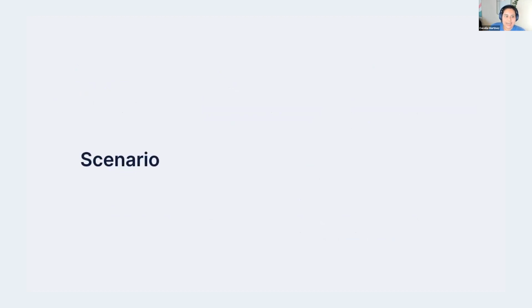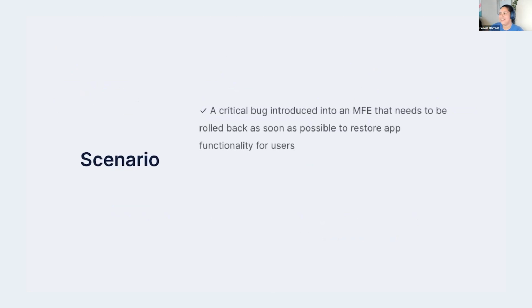All right, so let's take a look at another scenario. Yeah, so Michael pointed out bugs in production and the ability to roll back quickly is massive. So that actually is very timely, Michael. Thank you for that setup, because our scenario is a critical bug is introduced into a micro front end that needs to be rolled back as soon as possible to restore app functionality for users.